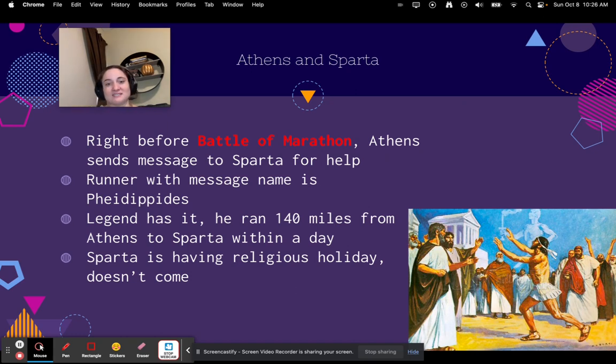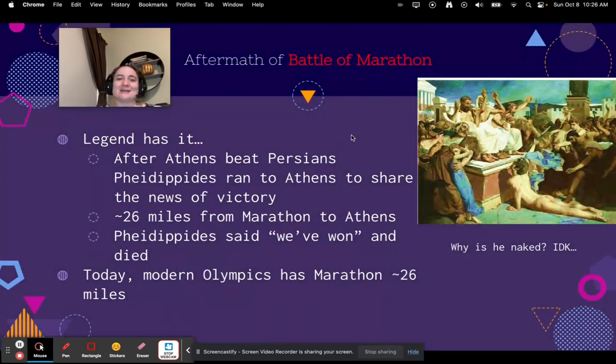The runner with this message's name is Phidippides, and legend has it he ran 140 miles from Athens to Sparta within a day. He comes to Sparta and he's like, help, Athens needs your help. Sparta, come help us. And Sparta was like, nah, we're on a religious holiday. We can't come. So that really kind of made Athens and Sparta mad at each other.